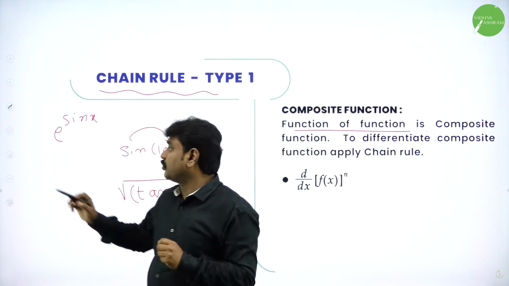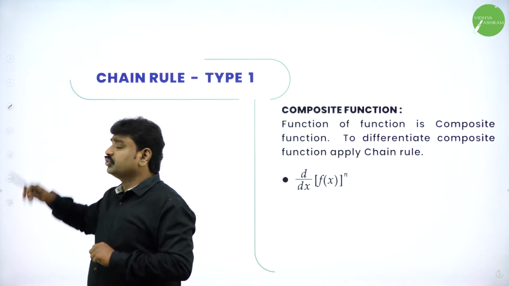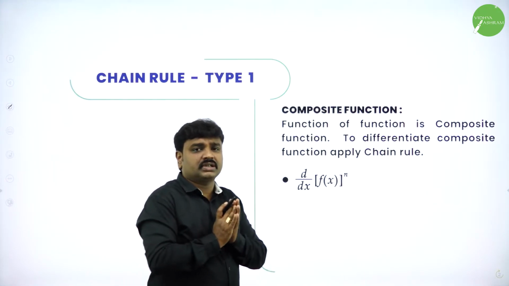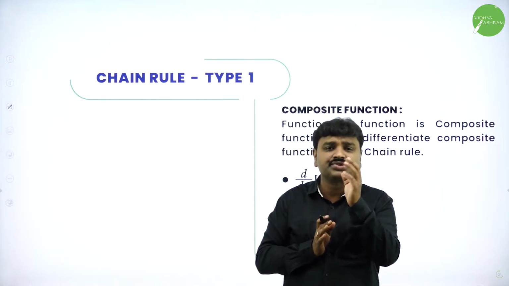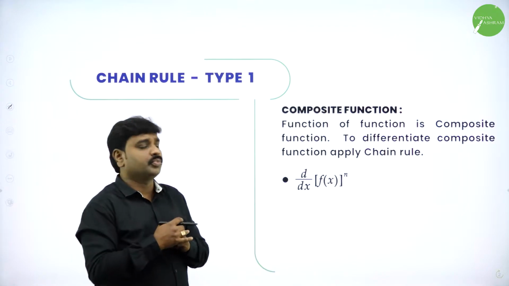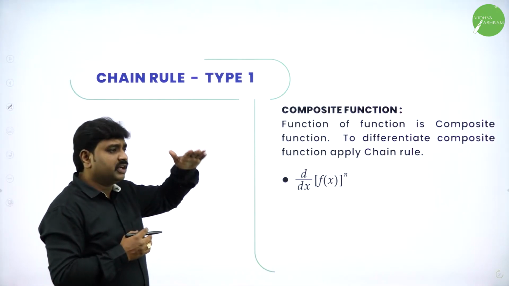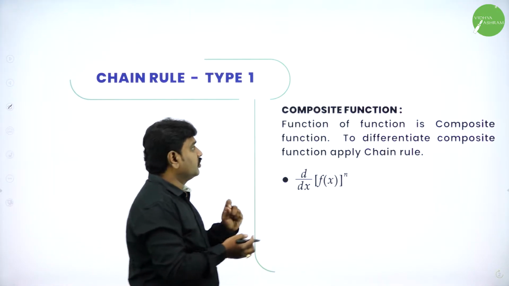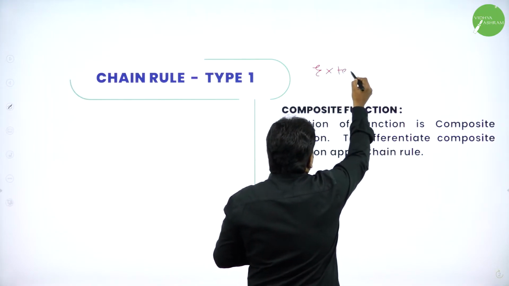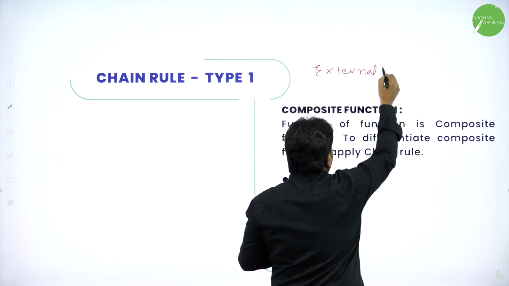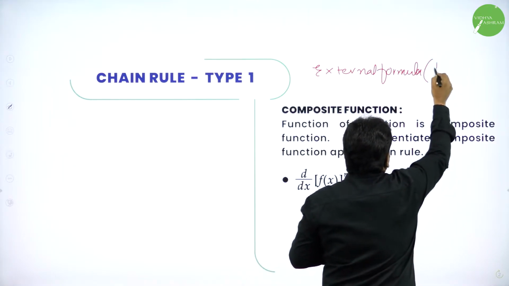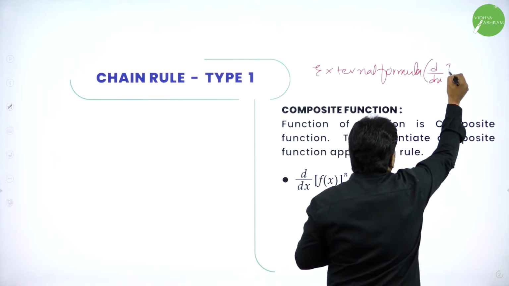To differentiate composite function, we have to use chain rule. So to differentiate composite function, we should use what? Chain rule. So when to differentiate using chain rule? Whenever there is composite function. Now let me discuss in type wise. So first is external formula into derivative of internal function into d by dx of internal function.